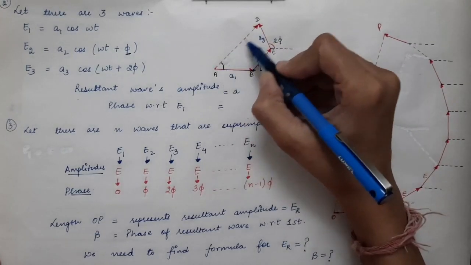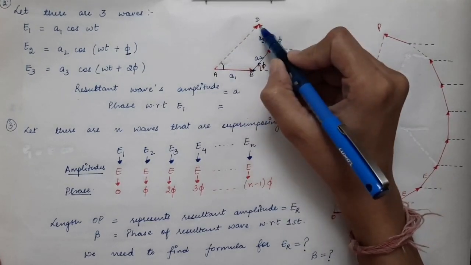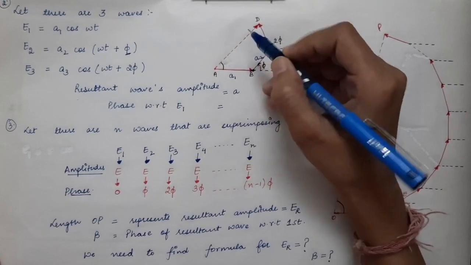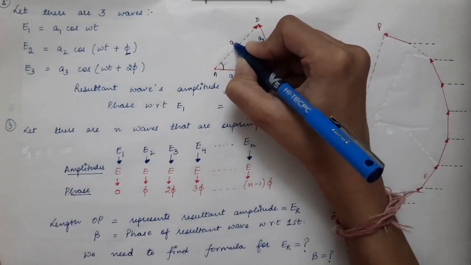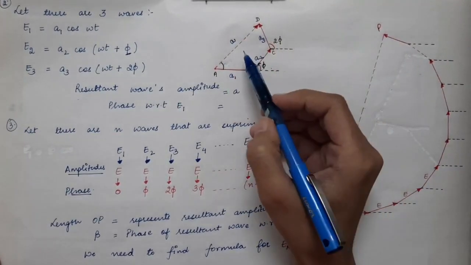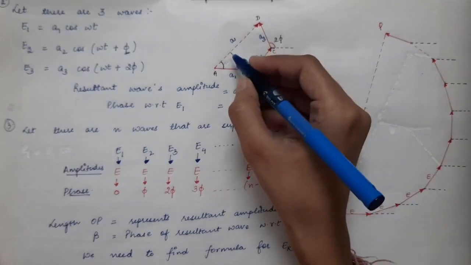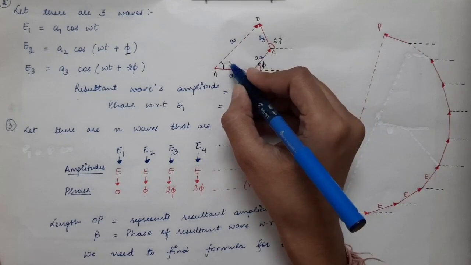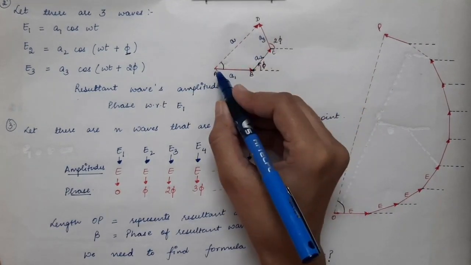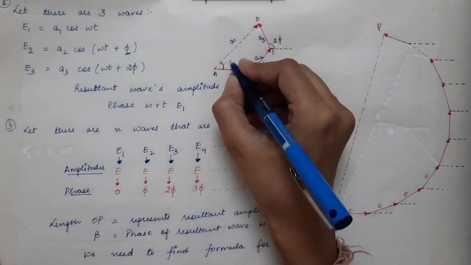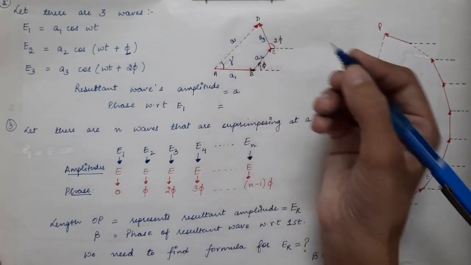Now the resultant AD vector, the length of this vector, will be the resultant amplitude. So this will be the amplitude of the resultant wave. And the angle which this AD vector makes with the horizontal, let's say, is gamma.